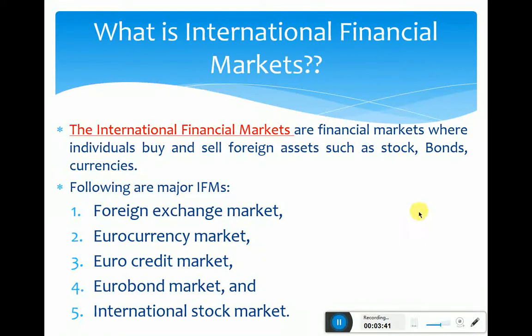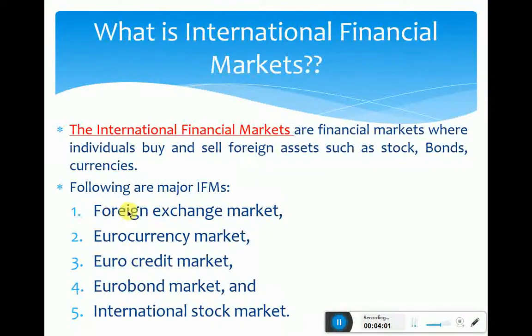Later on we will discuss who are those individuals which buy and sell those foreign assets, meaning stocks, bonds, and currencies. But now we'll discuss what the different international financial markets are.